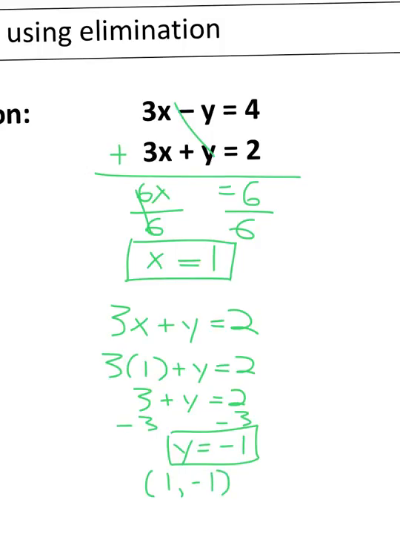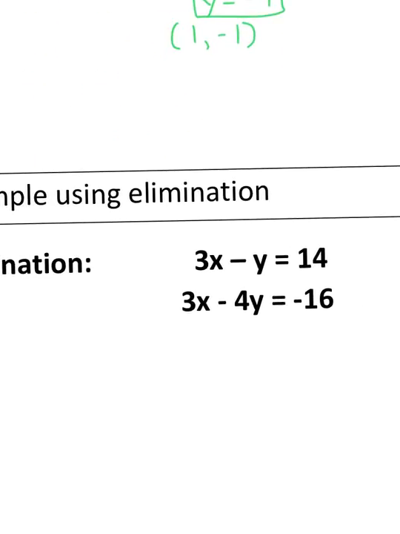The second equation is a little bit trickier, so let's take a look at this one. I've got 3x minus y equals 14, and 3x minus 4y equals negative 16. So my terms are positive 3x, negative y, positive 14, positive 3x, negative 4y, and negative 16. I don't have any opposites, but what I do have are two terms that have the same coefficient. So these are the ones that I'm going to work with. What I need to do is change one of them to the opposite.